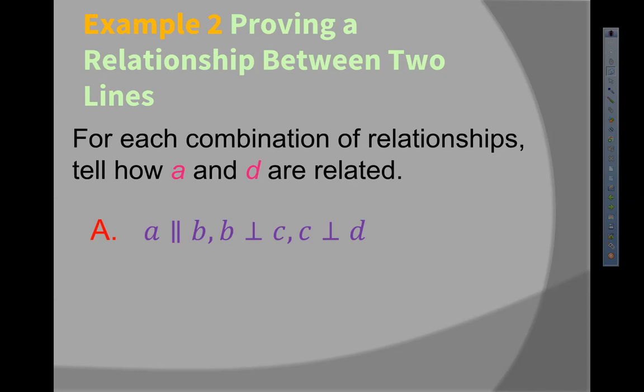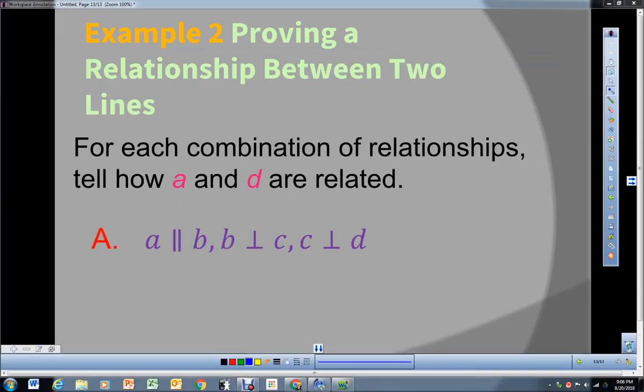All right, so the last example here asks us to find the relationship between our lines. For each combination of relationships, tell how A and D are related. So let's look here. A is parallel to B, B is perpendicular to C, and C is perpendicular to D.